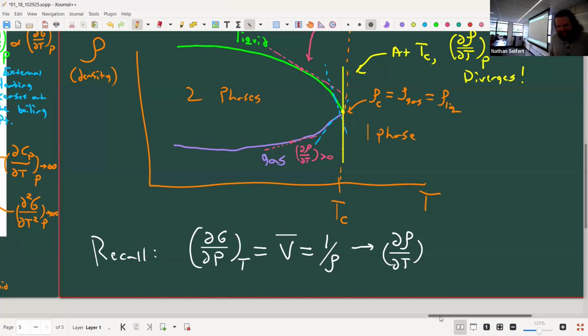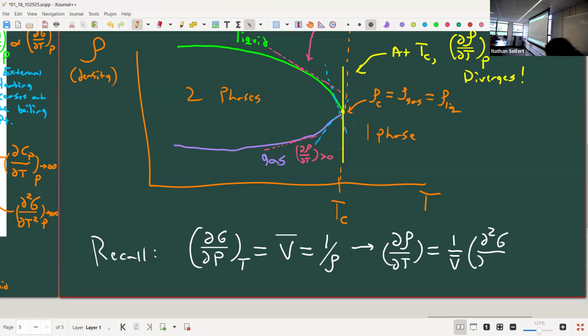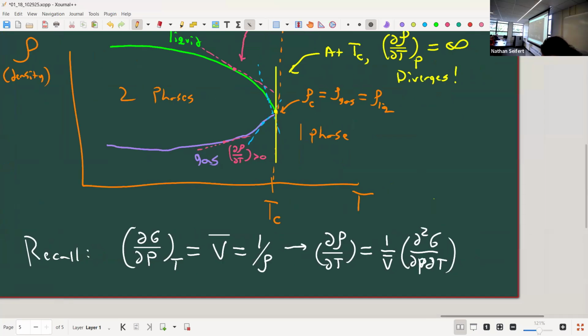That was fun. Okay. Anyway, back to our discussion. So the first derivative of Gibbs energy with respect to pressure is volume, which is proportional to 1 over density. And so if we take the derivative of density with respect to temperature, it's not too hard to calculate that this is equal to 1 over V times the second derivative of Gibbs energy with respect to pressure and temperature. It's a second derivative of Gibbs energy. So density is a second derivative of the energy.